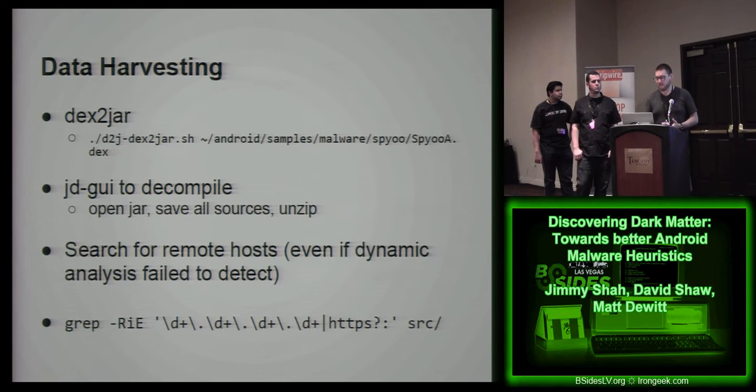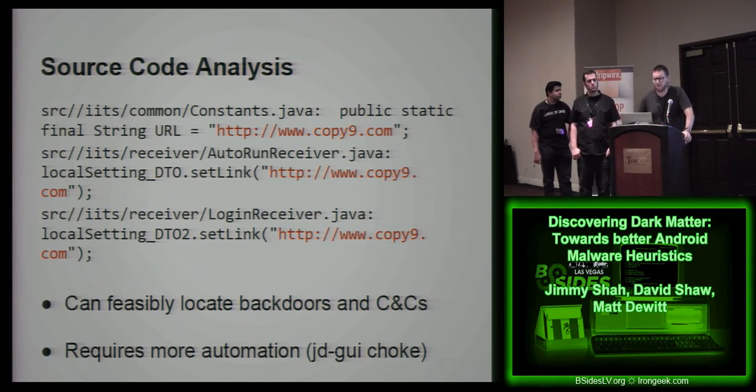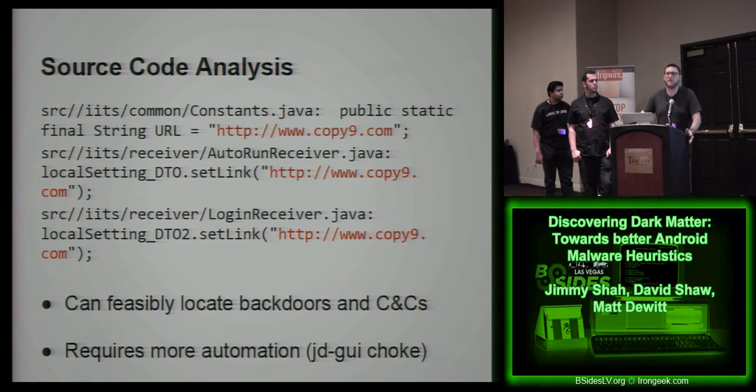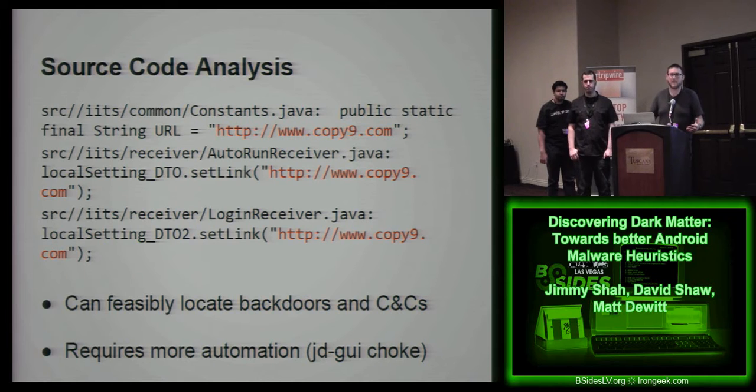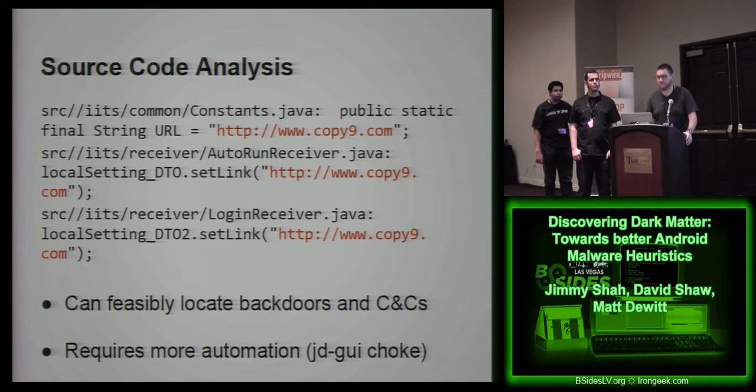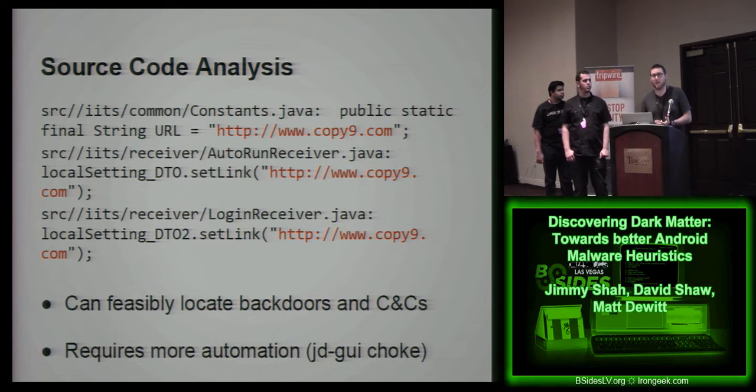So in this particular piece of malware, we saw, okay, well, copy9.com is hard-coded a bunch of times, and that's about it. No hard-coded IPs, just this one URL, which seems a little bit weird. Maybe it's going to pop up an alert. We didn't really know. And this, as I mentioned, can feasibly locate hard-coded backdoors and command and controls, but we're trying to make it a little bit more automated. Since right now we're using JD-GUI, as the name implies, it's a graphical tool, and it's really irritating when you're running everything via shell scripts and in an automated fashion, and then you have to run JD-GUI.